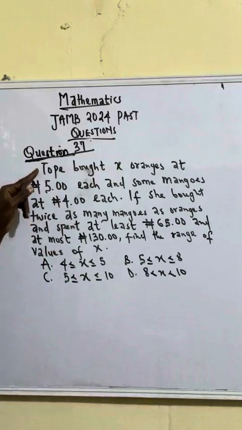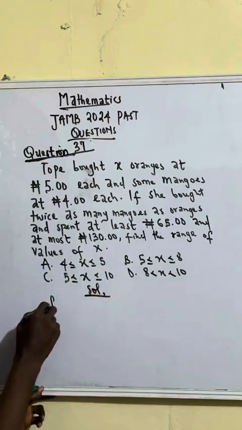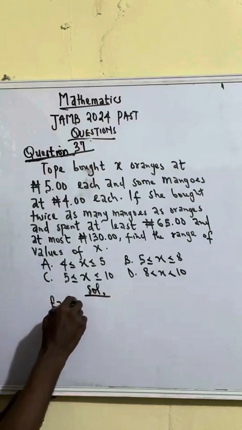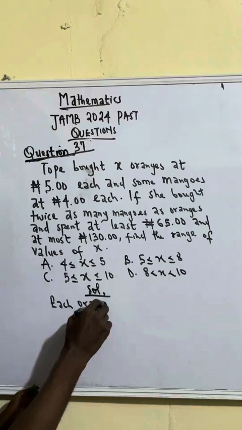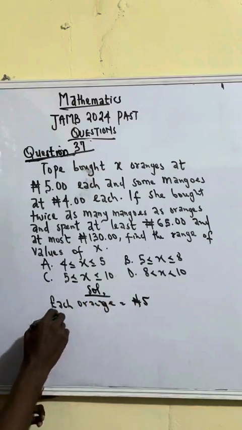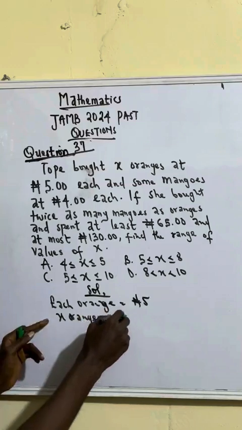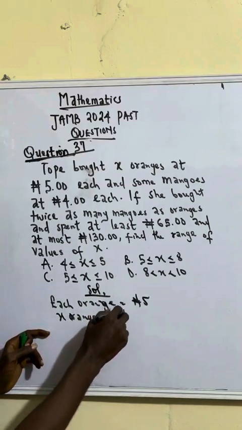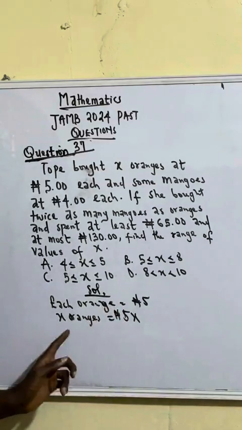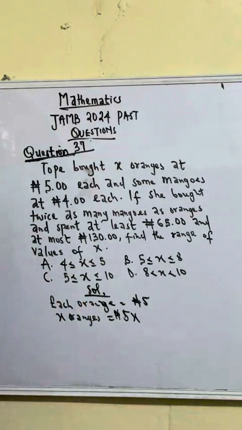They said Tope bought X oranges at 5 naira each. So each orange costs 5 naira. That means X oranges will cost 5 times X, that is 5X naira. So I will multiply 5 times X to get 5X naira.